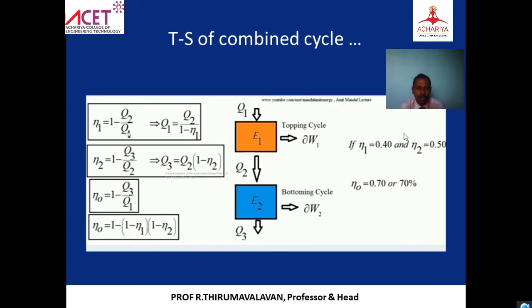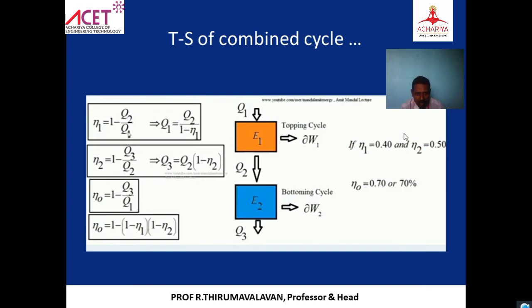So we can calculate Q1 by moving things to the opposite side, so the efficiency comes to this side: 1 minus efficiency 1 equals Q2 divided by Q1, so Q1 is equal to Q2 divided by 1 minus efficiency 1. And similarly, efficiency 2 will be calculated. If we calculate how much is the input for this one, the input is Q2. How much work is done? Q2 minus Q3, divided by Q2. So it is going to be 1 minus Q3 divided by Q2. If we calculate Q3, that is going to be Q2 into 1 minus efficiency 2.